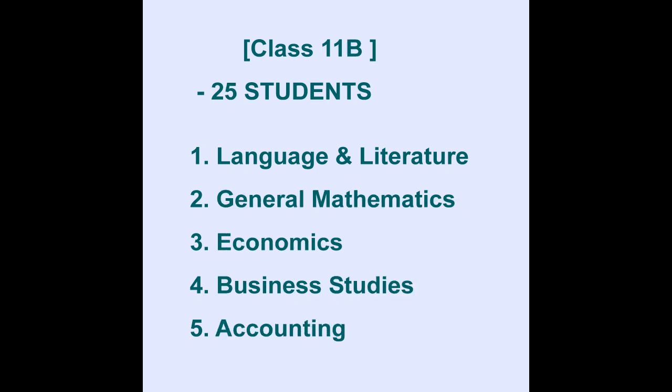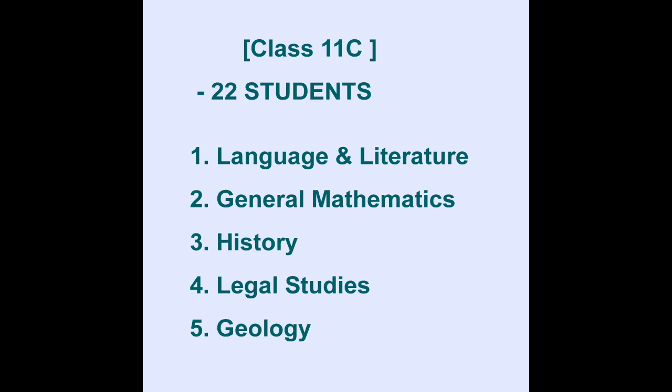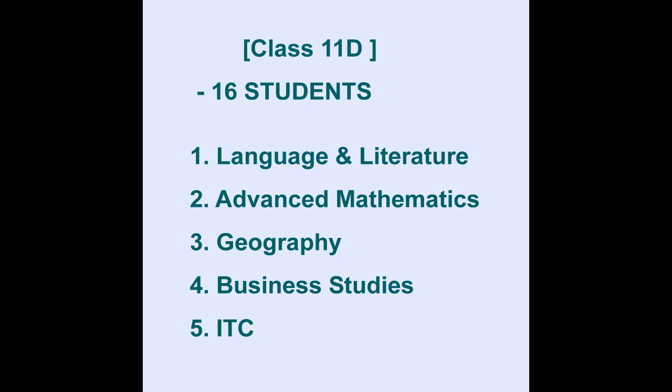Second class, 11B, has 25 students. Their subject combinations are language and literature, general mathematics, economics, business studies, and accounting. Third class, 11C, has 22 students and 5 subjects in their stream. Fourth class, 11D, has 16 students. They also have 5 subjects in their stream, as shown here.